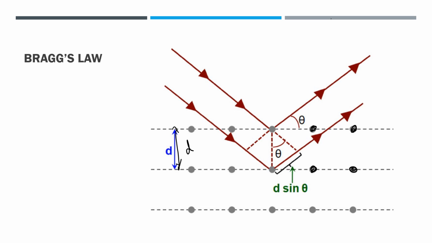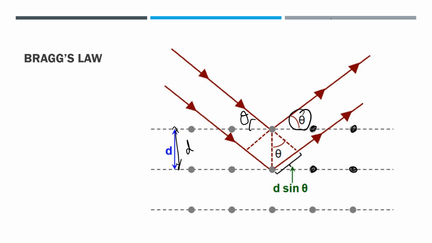Essentially, we take X-rays and we shine them at our lattice at a certain angle, so we see this theta. That's the angle we're shining these X-rays at. And we're going to sweep this X-ray through all the possible angles, from like 0 to 90, right? And what we're going to see is when does constructive interference happen?